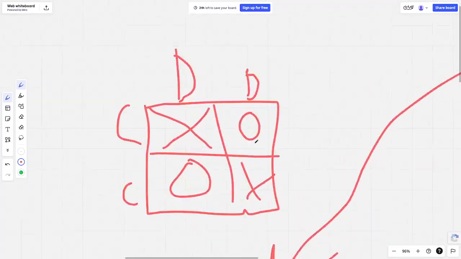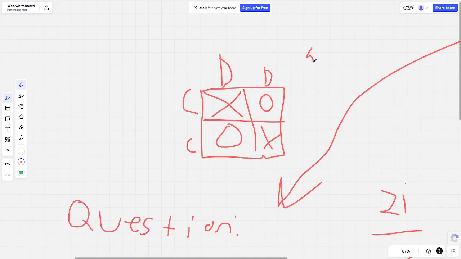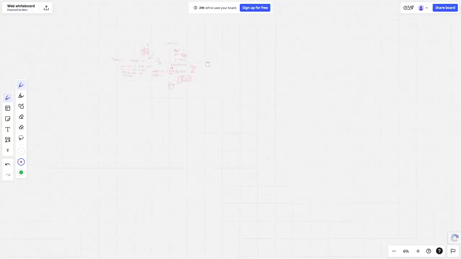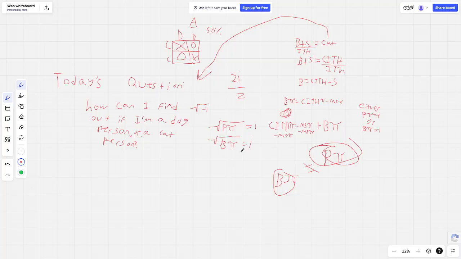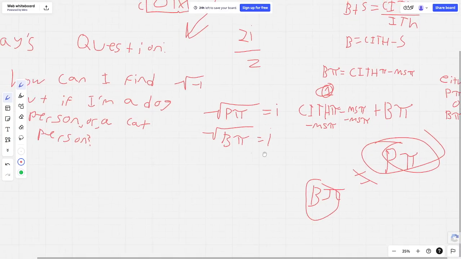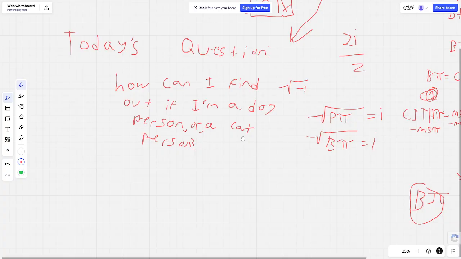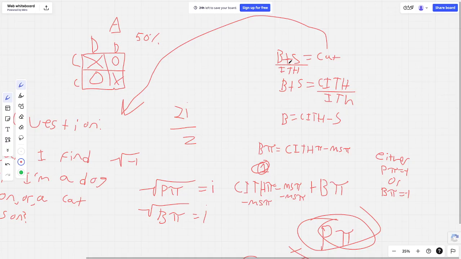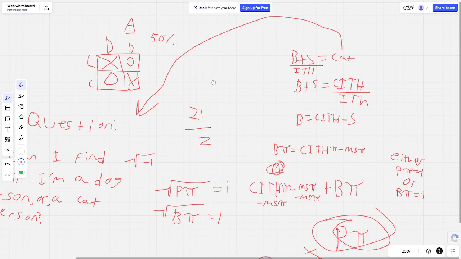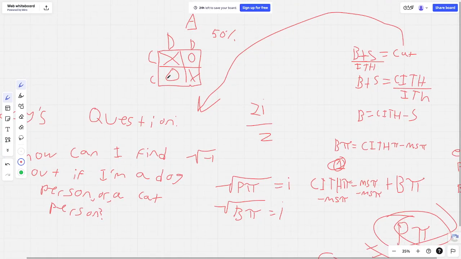So, according to the Punnett triangle, if you draw a little triangle here and then divide it by 2, then you get a 50% chance. So, now we're actually getting somewhere. Now we know b plus s divided by ith equals cat. And we know it's approximately a 50% chance on either.